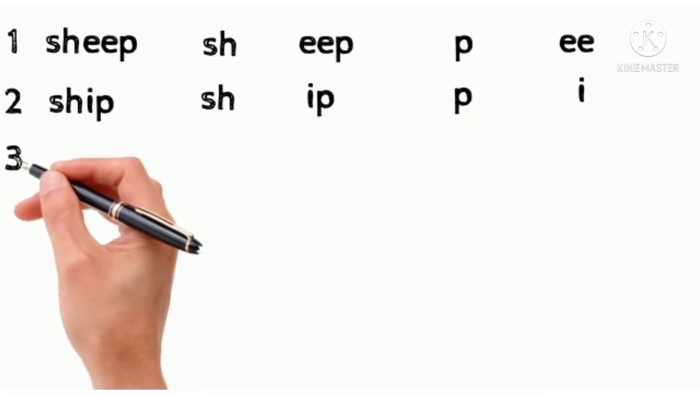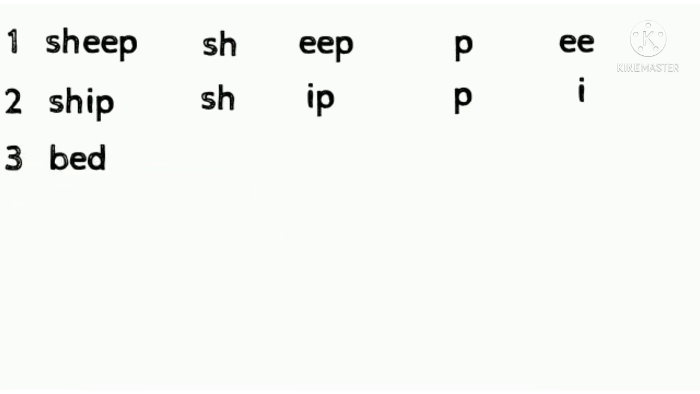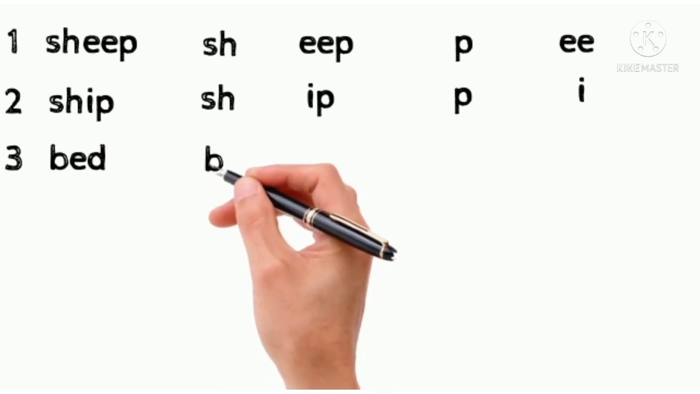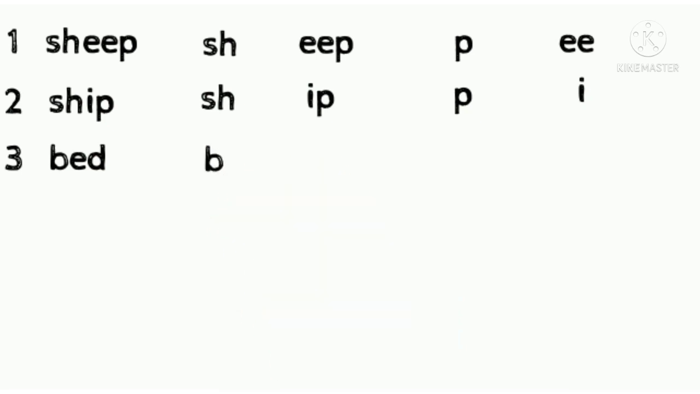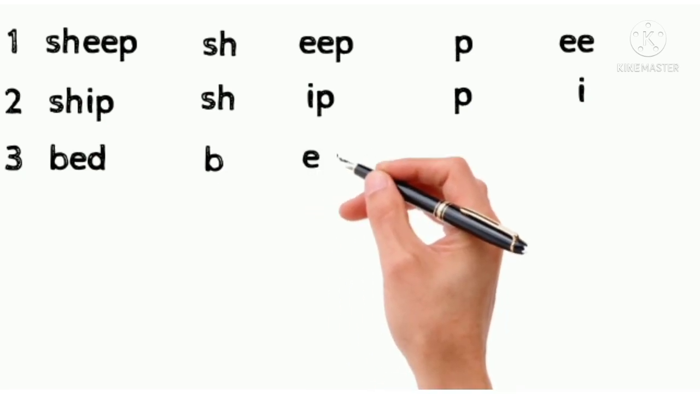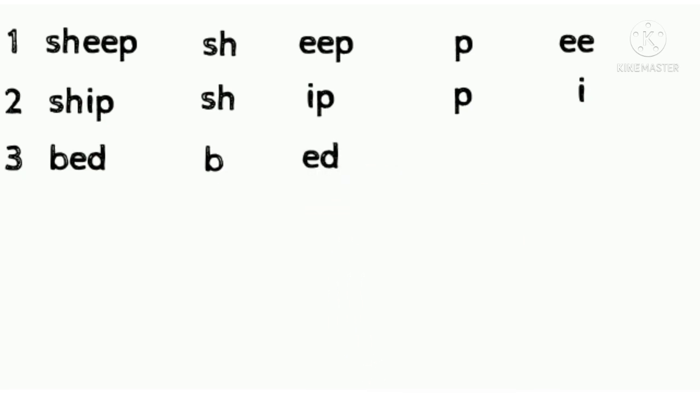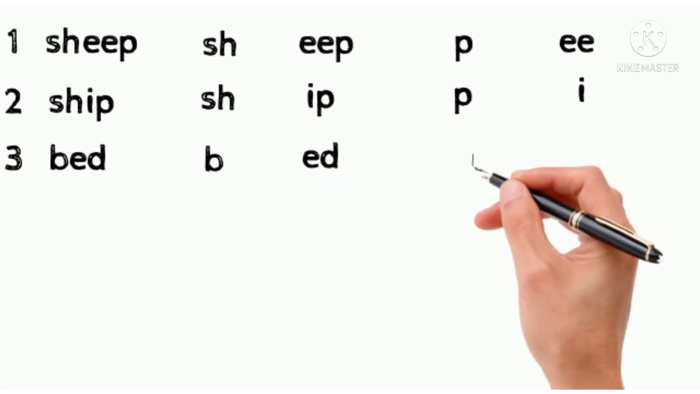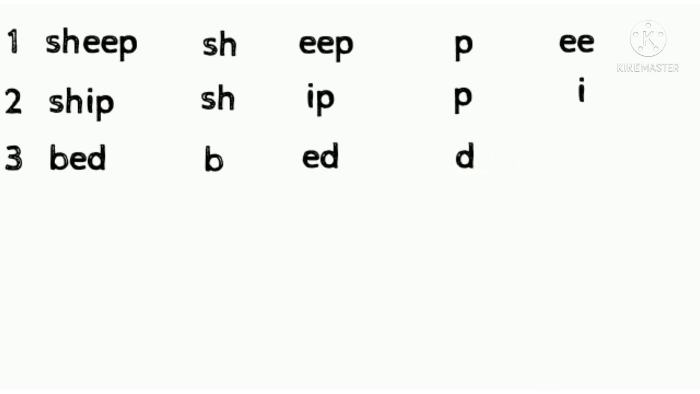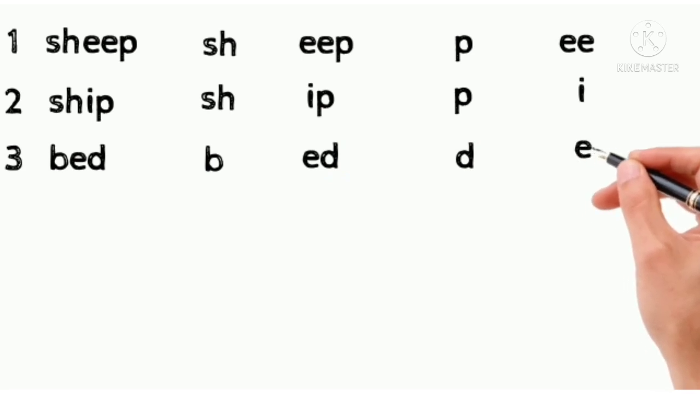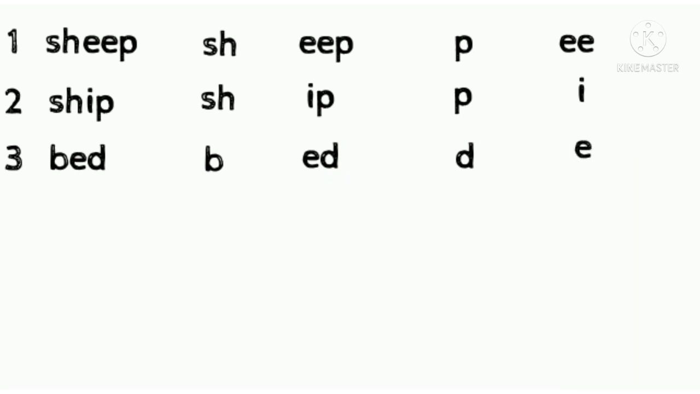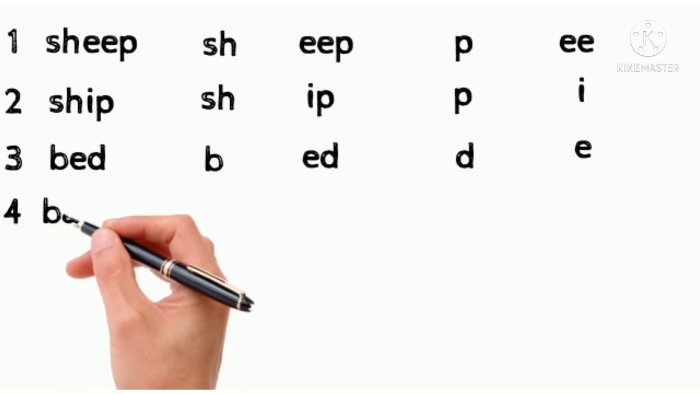What was the third word? That is bed. If we cut the b sound, what remains there? Ed. Very good. And if we cut the d sound here, the vowel sound we get is the e sound. So I have sheep, I went to ship, I saw there a bed. It was made of bamboo. The fourth word is bamboo.